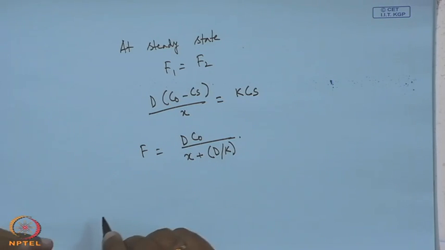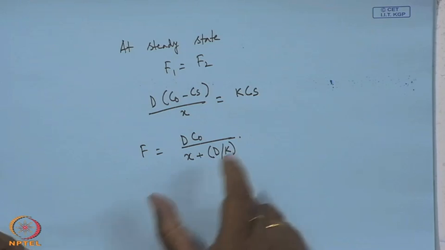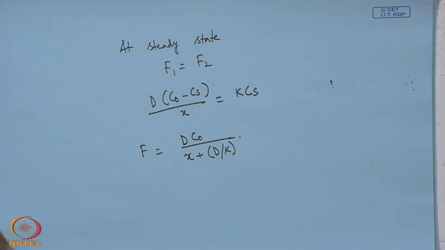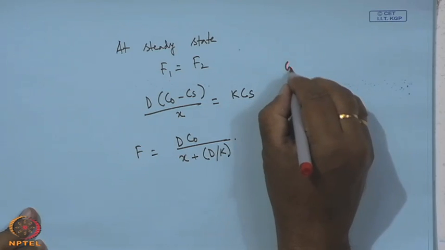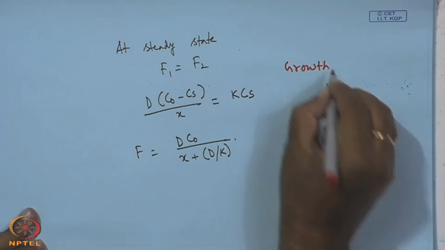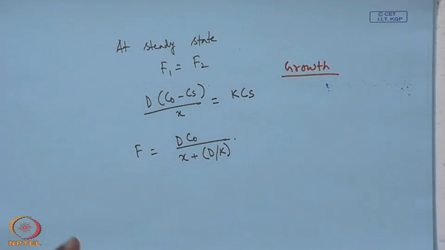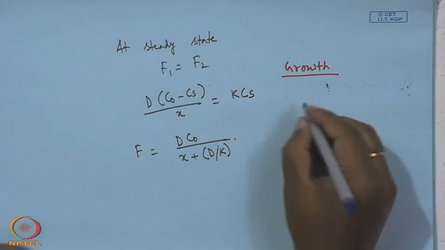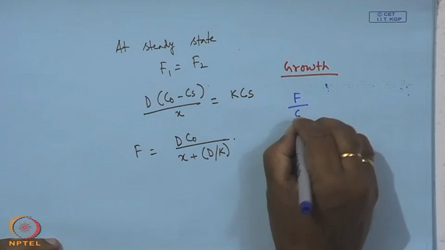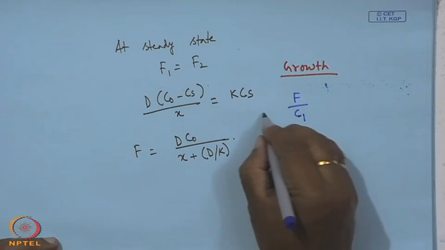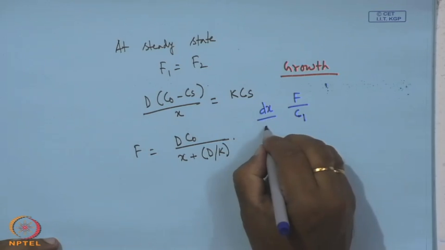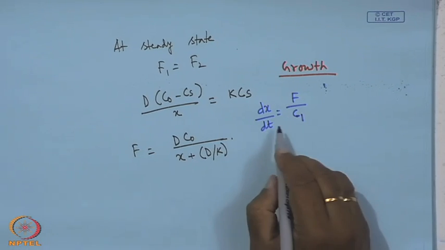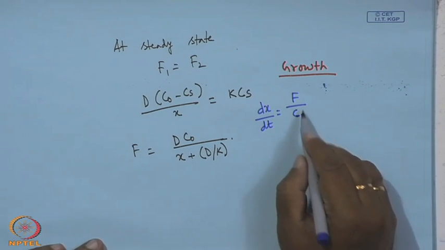Now, this is the overall flux at the steady state. What is the growth rate? The growth rate is very important, because finally it is the growth rate which will give us the data for any kind of oxidation. Let us consider that dx dt is the growth rate of oxide with time. It is F by C1.